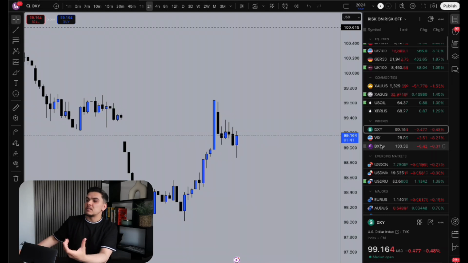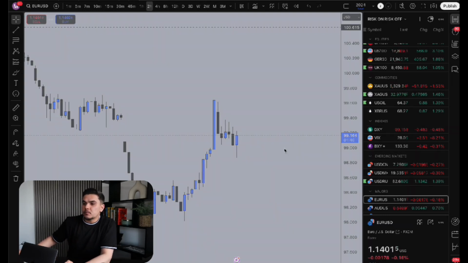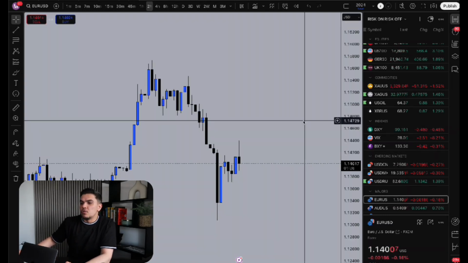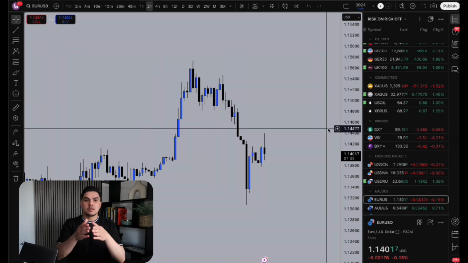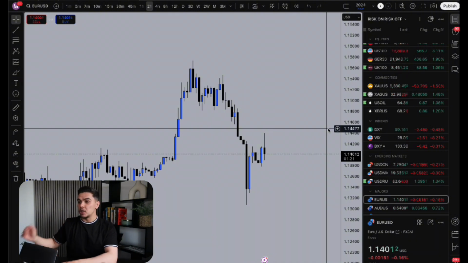One of the first things I always look at is the euro. Looking at the euro is a very clean opposite of the dollar. At least 70% of EUR/USD is made up of the dollar. So if the dollar is bullish, the euro is going to be bearish. If the dollar is bearish, the euro is going to be bullish.